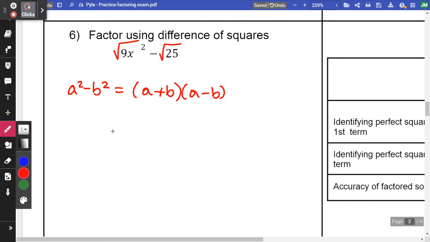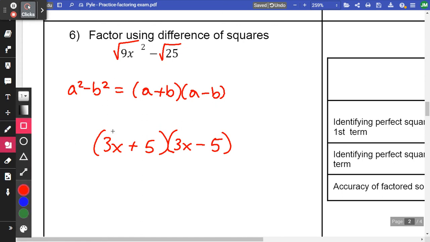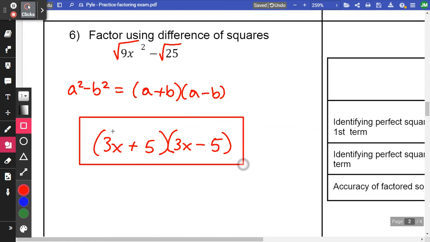All right, the square root of 9 is 3x. The square root of 25 is 5. So we have plus 5 minus 5. And there is no middle term to check. And if you check the outside terms here, the middle term will cancel out. So this is my answer: 3x plus 5 times 3x minus 5.